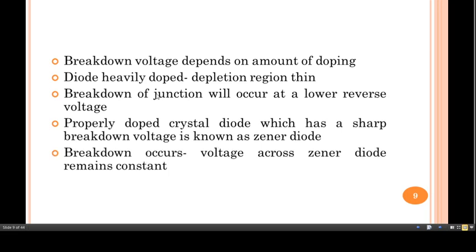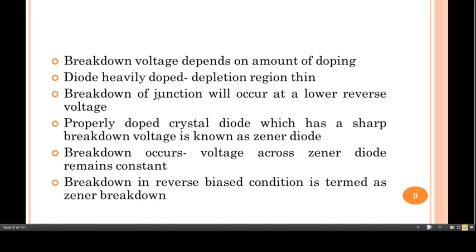Once breakdown occurs, the voltage across the Zener diode remains constant. Means even though the current through the device is changed, the voltage across the device will be same. That means across the Zener diode we will get the constant voltage once the breakdown occurs. So breakdown in reverse bias condition is generally termed as Zener breakdown.